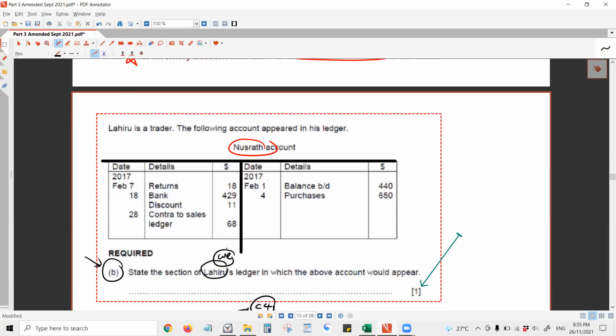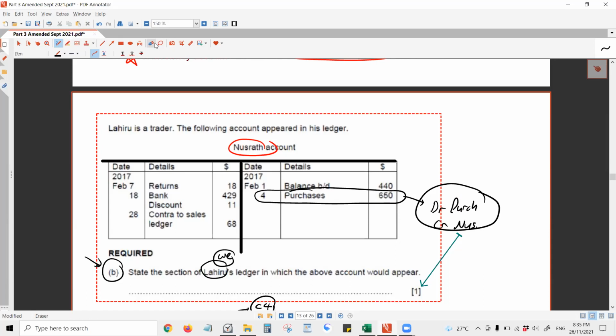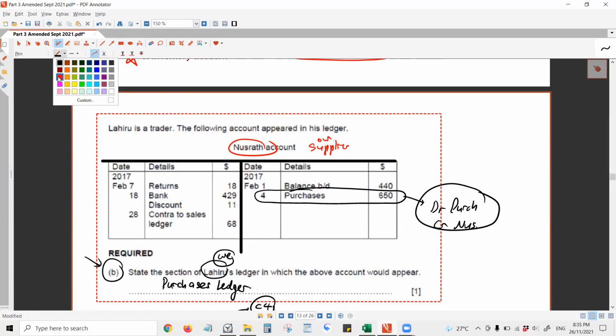Okay, we are Lahiru. So who is Nusraf to us? You observe the entries. So how does this come about? This comes about from debiting purchases, crediting Nusraf. What were we doing? We buy goods on credit from Nusraf. So who is Nusraf? Nusraf is our supplier. So suppliers account appears in where? In the what? The purchases ledger. Okay, purchases ledger. Make sure you write the word ledger here, for safety purposes.